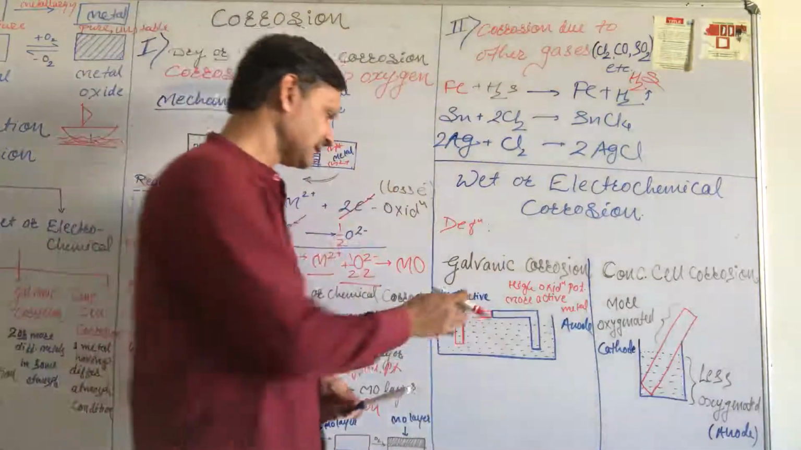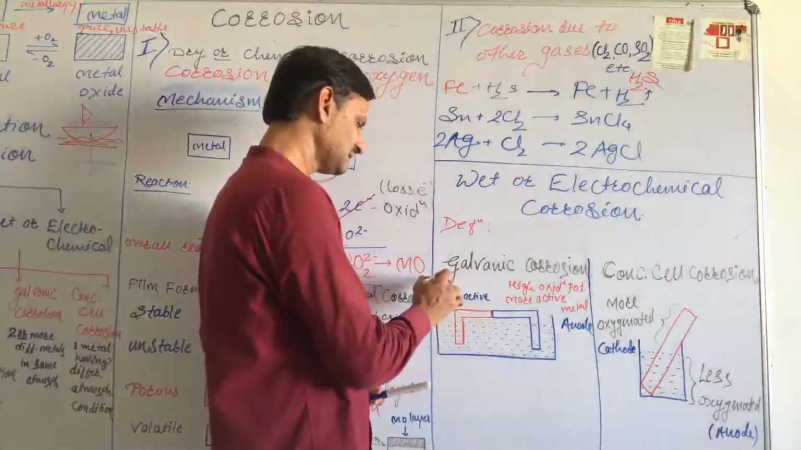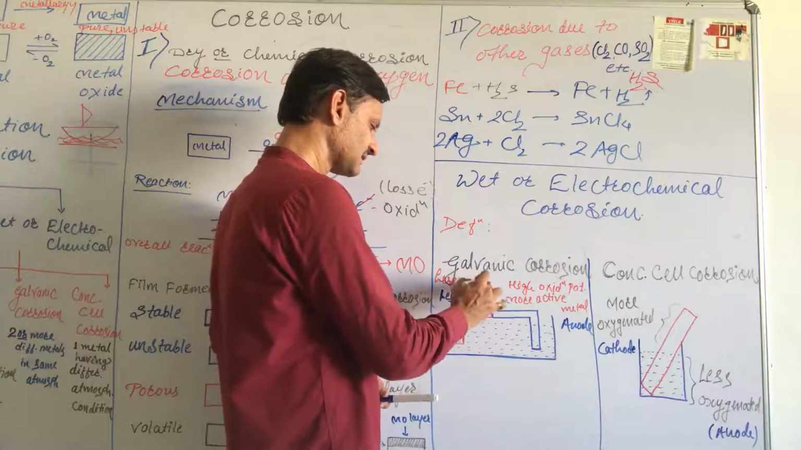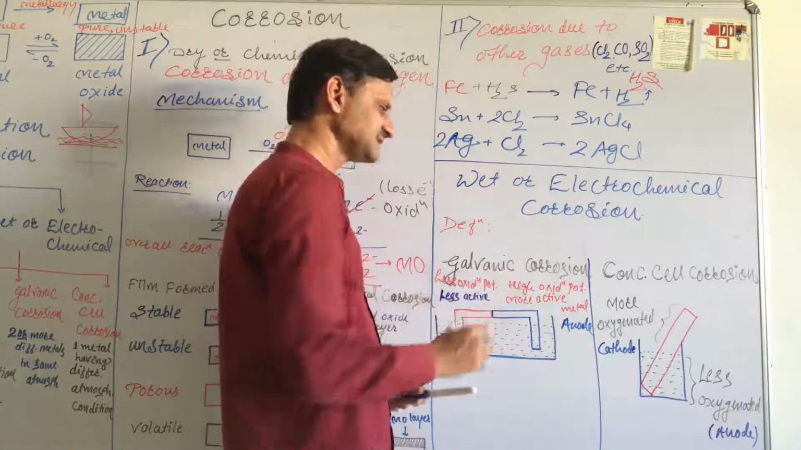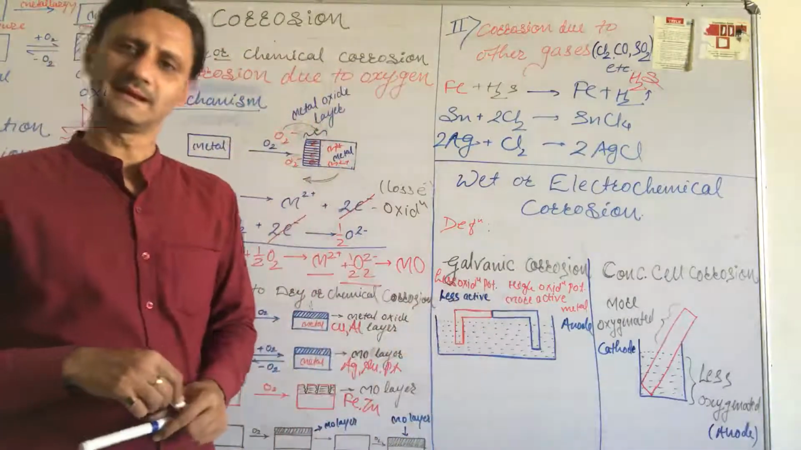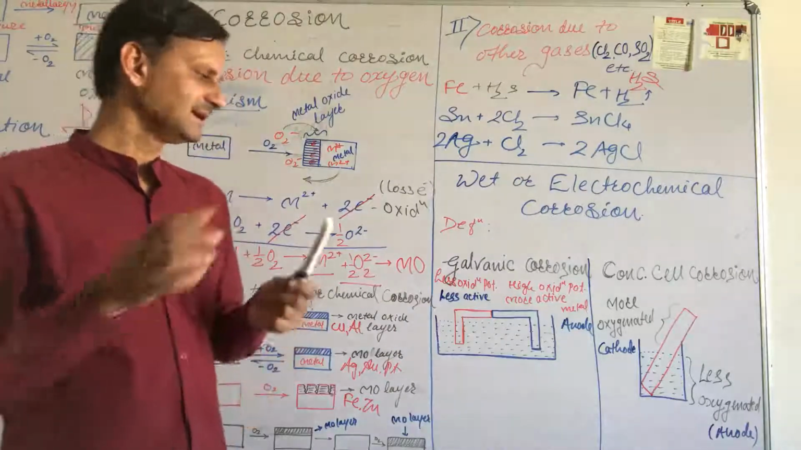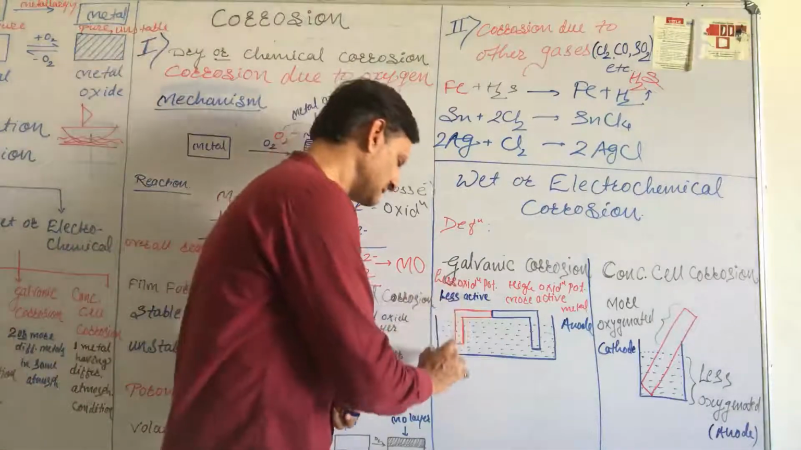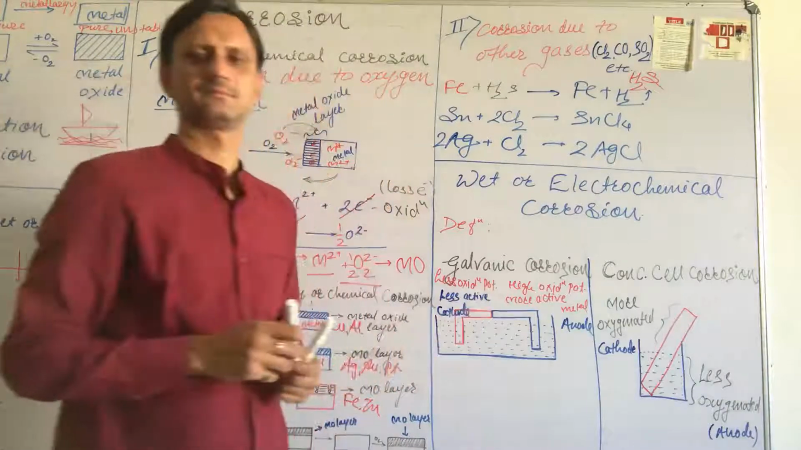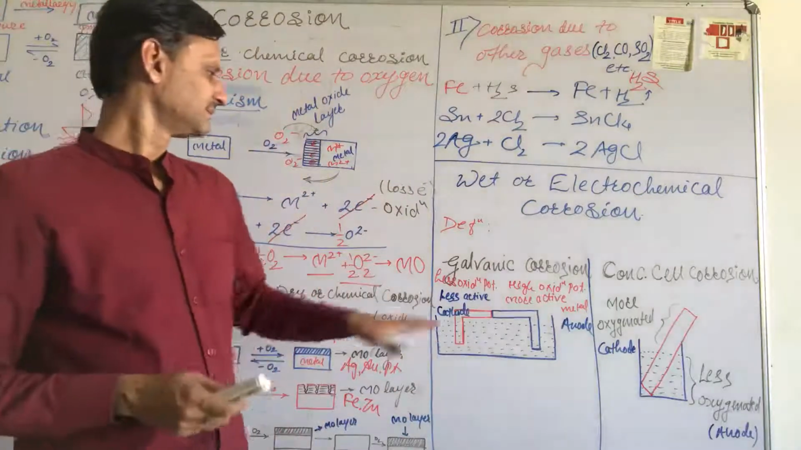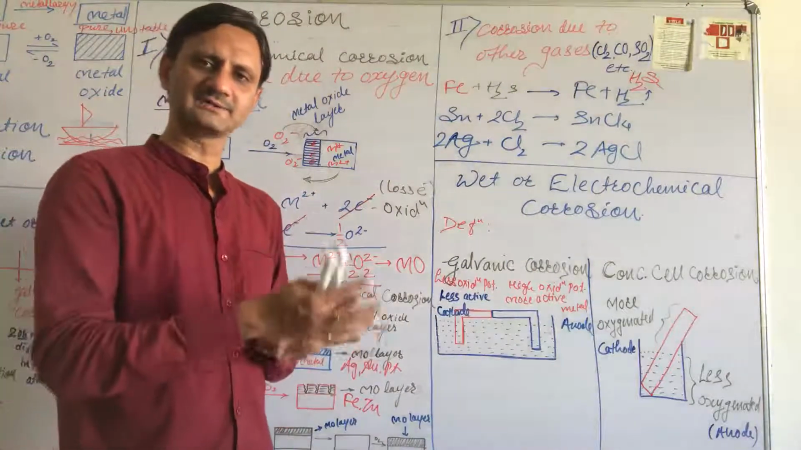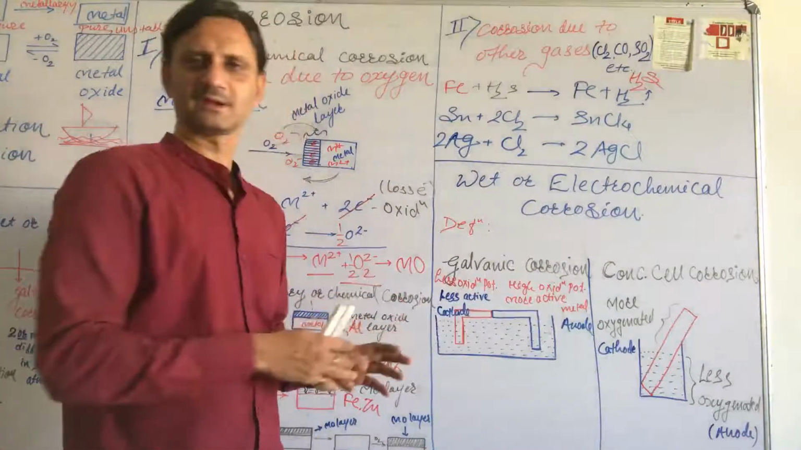And definitely the other metal has less oxidation potential, that's why it is less active, and the less active metal always acts as a cathode. Meaning in galvanic corrosion one portion acts as an anode and one portion acts as a cathode.